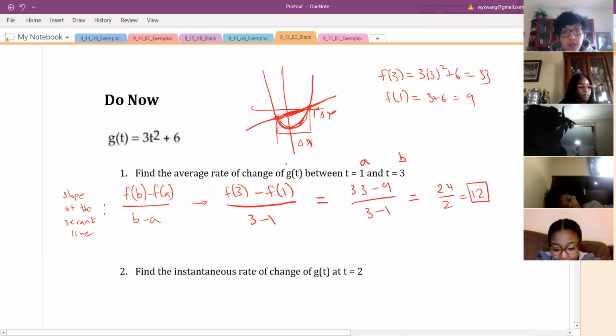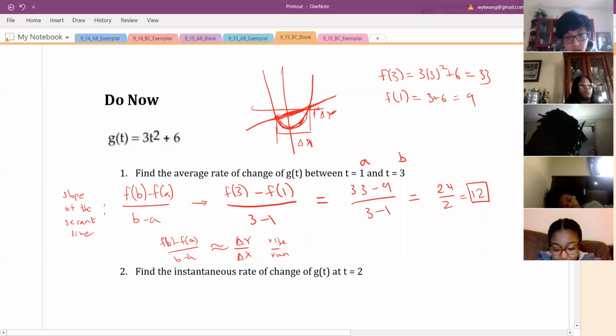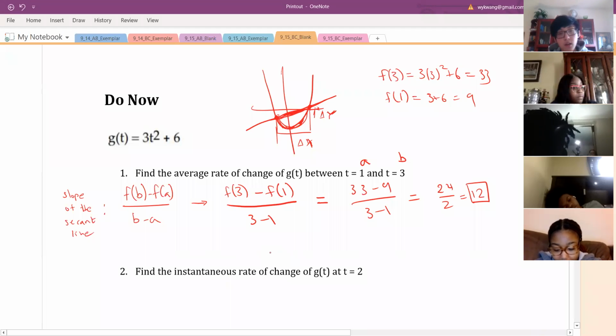The calculations don't matter too much, but the general idea is finding f of b minus f of a over b minus a, and understanding that this is the same as change in y over change in x. That's really what we're looking at for the average rate of change, rise over run for the secant line. It's the same idea. I'll give maybe 15 more seconds to copy this down.